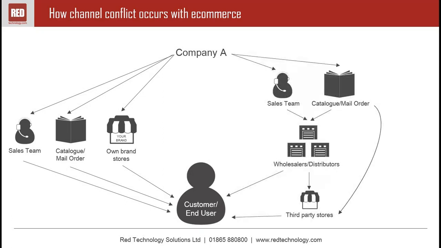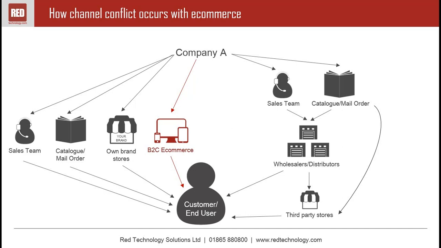Alternatively, or they may do this as well, you've also got the route through the trade. So they've got sales teams and catalog which are feeding into wholesalers and distributors, who may also feed third-party stores, or they may go direct and bypass the wholesaler. And again, that's feeding into the end user. So from the end user's point of view, we've suddenly got lots of different channels that they can buy from.